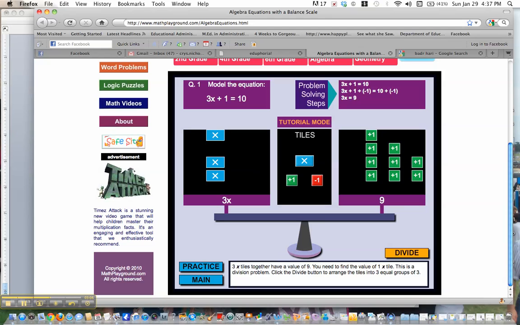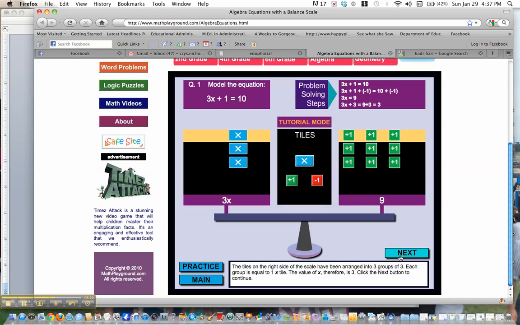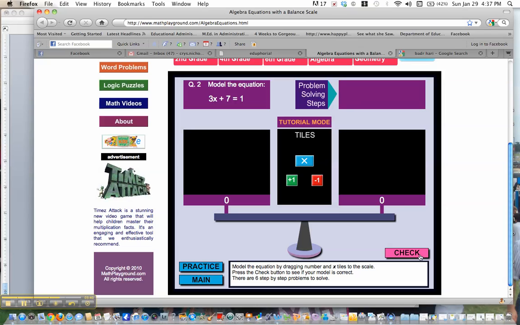You need to find the value of 1x tile. That means that we need to divide these into 3 groups since we have 3 x's. So if we look at our problem solving steps, it had 3x plus 1 equals 10. We did a minus 1 on each side, so 3x equals 9. So in order to divide these, we're just going to split all of these to where each x has 3 plus 1 tiles. Since each x equals 3 plus 1s, that means that x is going to equal 3. We can go on to the next problem.